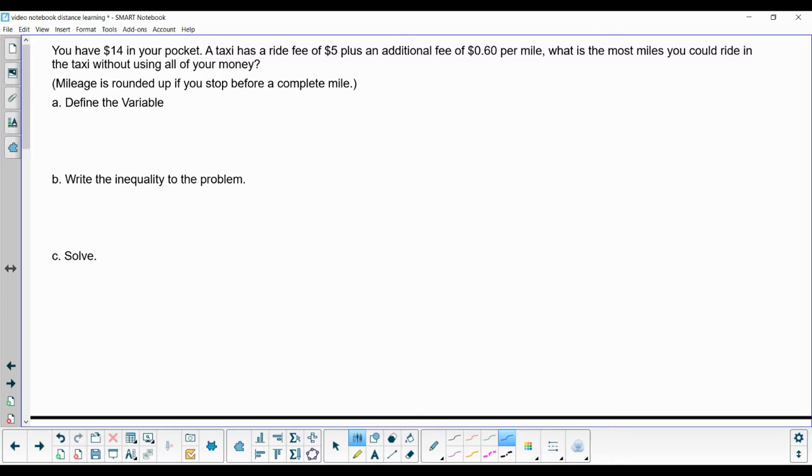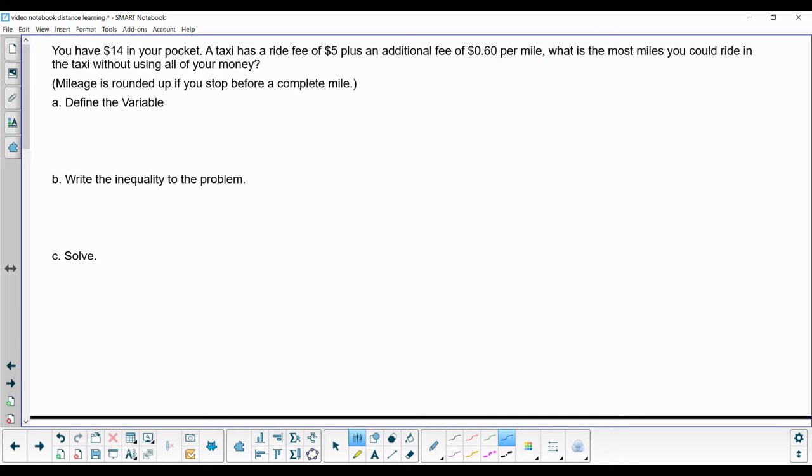So when I read this, first of all, I had to think about what this problem was about. If I want to repeat and think about it in my own words, this problem is about a taxi ride and that I only have $14 to spend. So I know that I need to spend $14 or less.